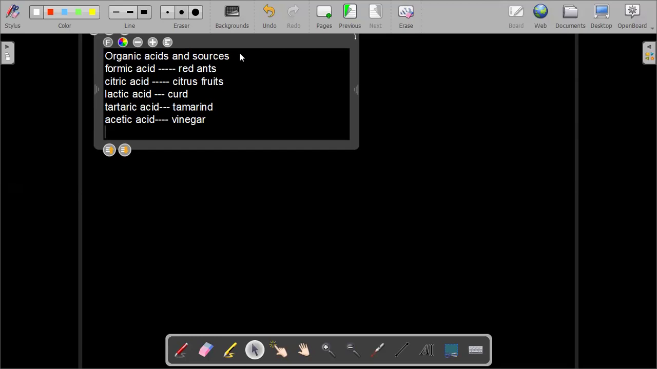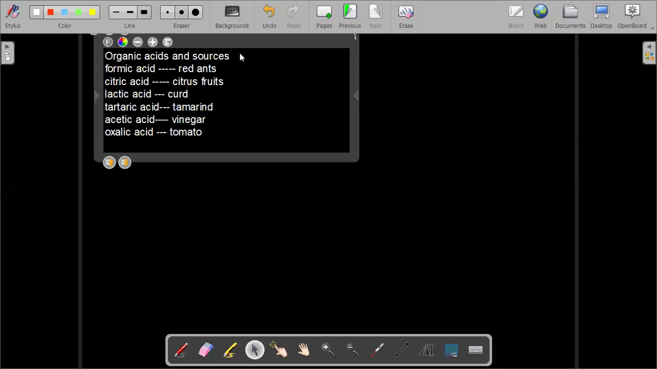Where do we find oxalic acid? What is the source of oxalic acid? It's some vegetable. Which vegetable? Tomato. Tomato has oxalic acid. Okay. Where do we find malic acid?